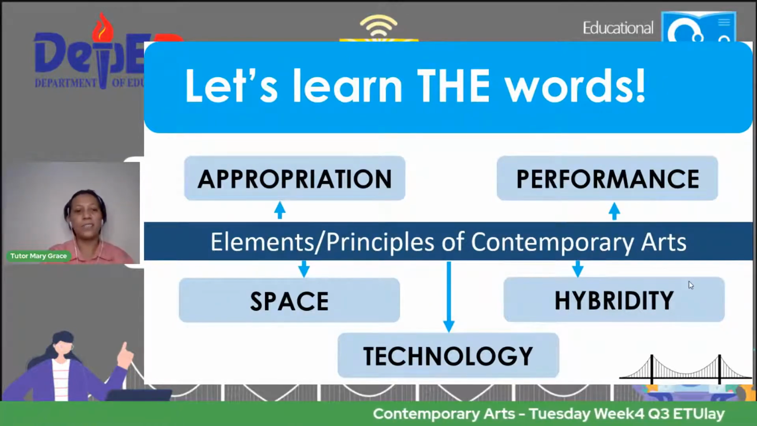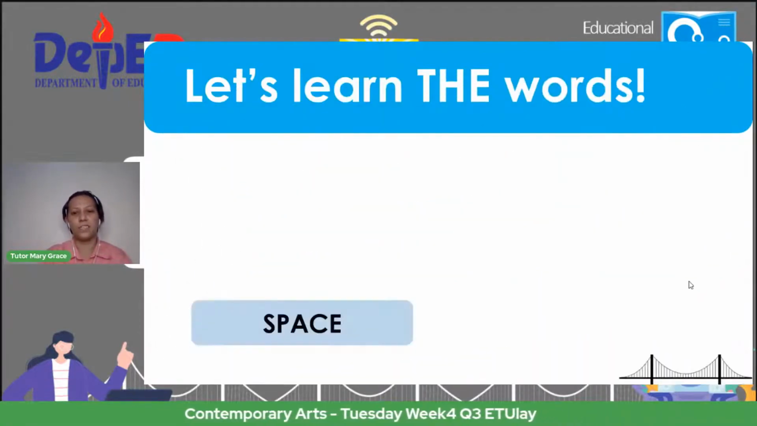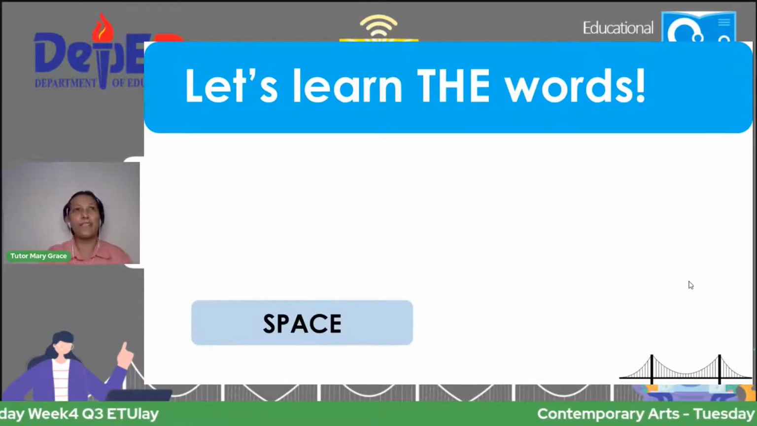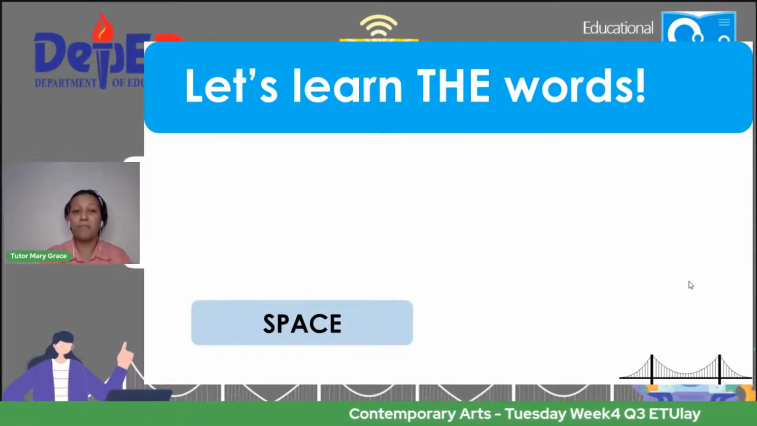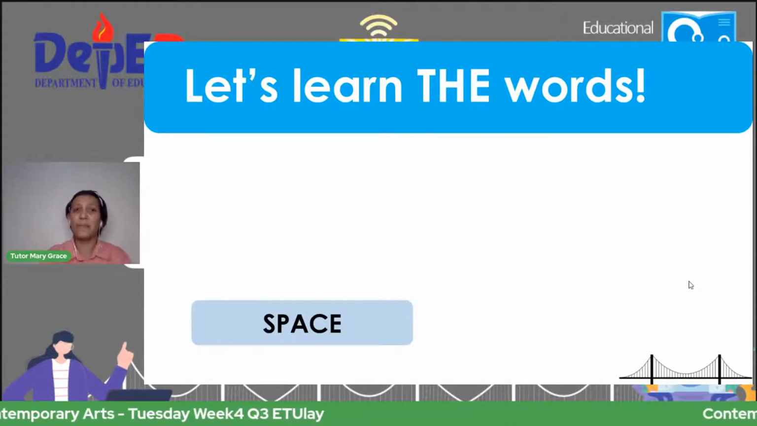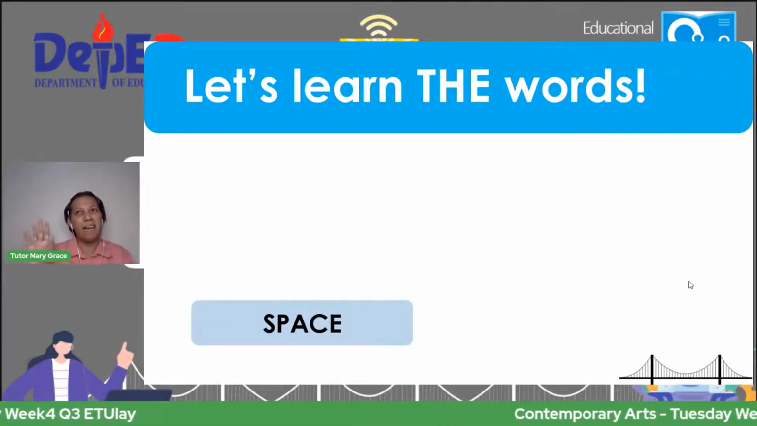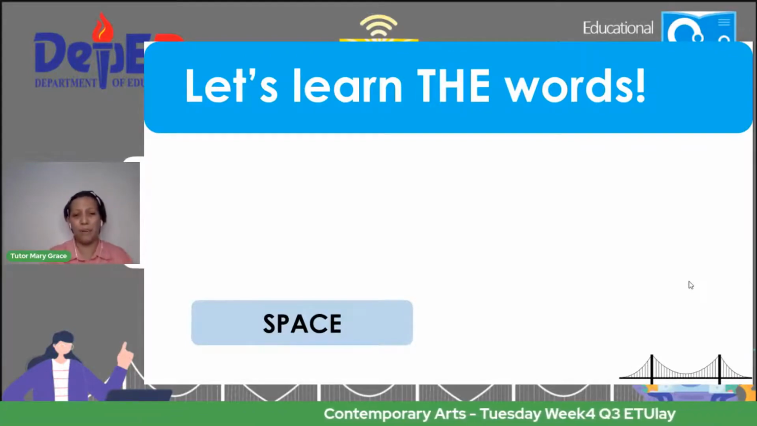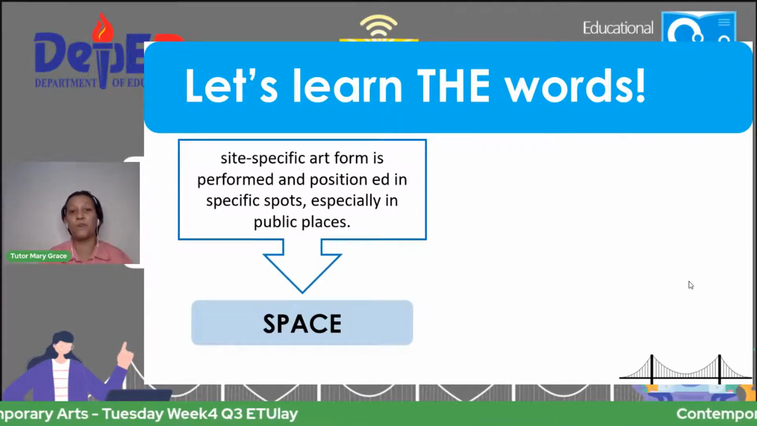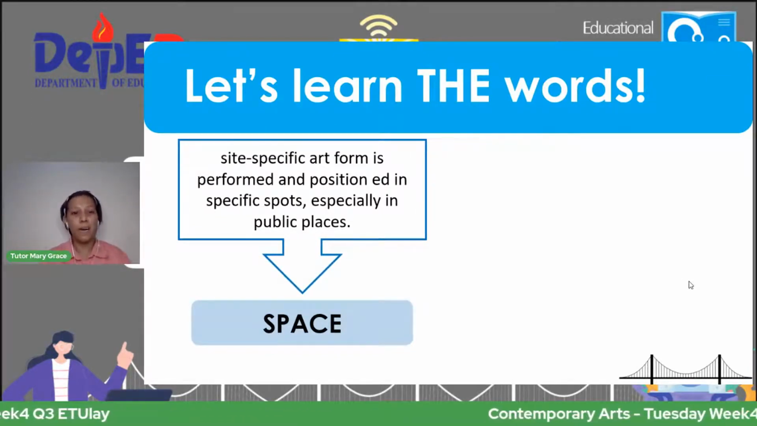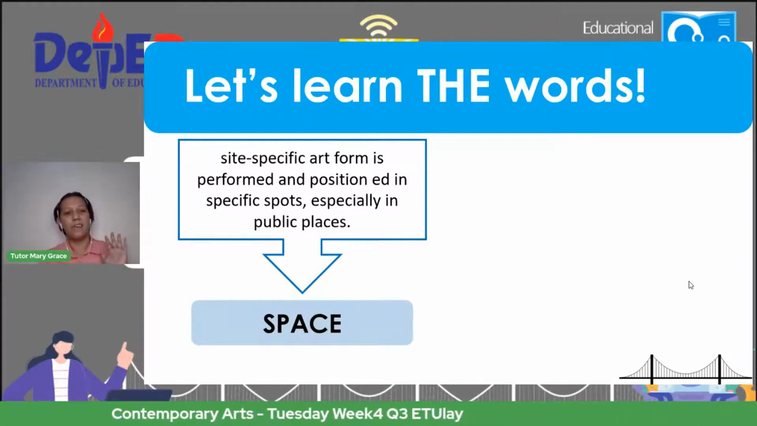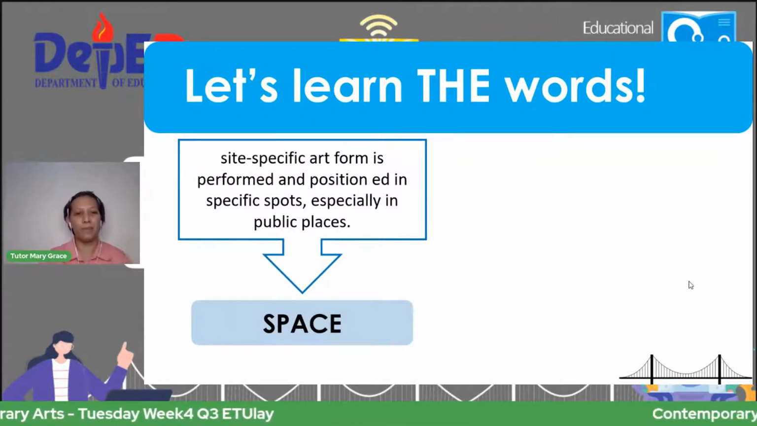Okay? Moving on to the third element, we have space. Now, we're not talking about outer space, pero pwede din naman. I remember in the movie starring Will Smith, nagpunta siya sa moon, diba, para mag-drawing ng heart na symbol ng kanilang organization, ng kanyang kaibigan. So, pwede rin. Not that I'm declining the idea, pero pwede, diba? Why not? But for our class, space refers to site-specific art form which is performed and positioned in specific spots. Specifically, sa mga public places dapat. Kung saan may mga taong magugulat na lang kung bakit biglang nag-exist itong klase ng art form na ito.